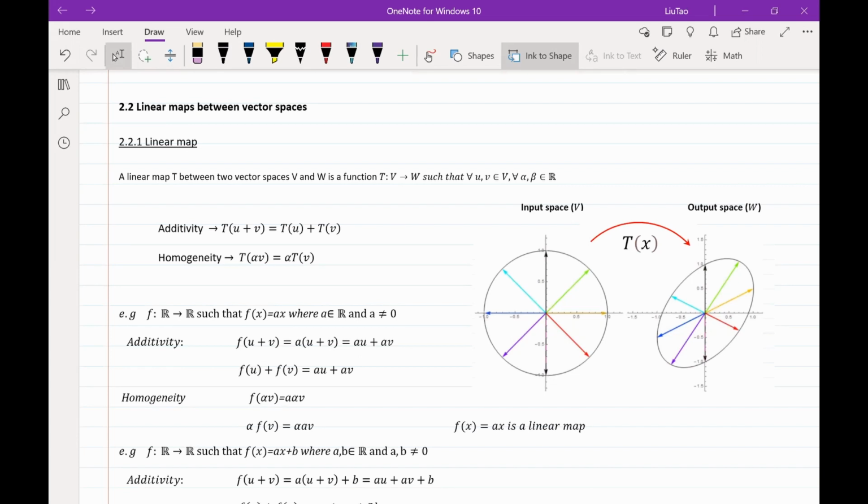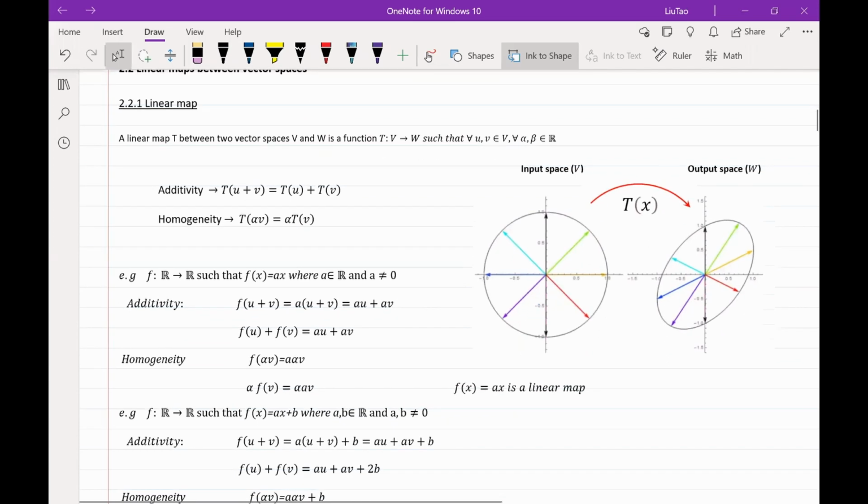So mathematically speaking, we can define it this way. A linear map T between two vector spaces V and W is a function for any two vectors u and v in the input space, and any two scalars alpha, beta. T has to satisfy additivity and homogeneity.